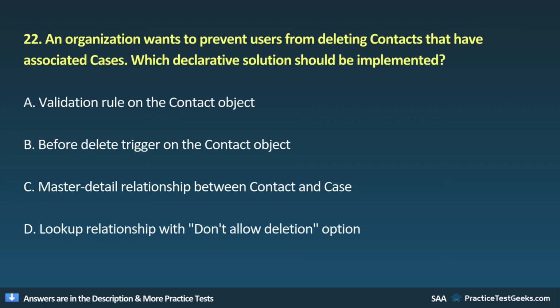22. An organization wants to prevent users from deleting contacts that have associated cases. Which declarative solution should be implemented? A. Validation rule on the contact object. B. Before delete trigger on the contact object. C. Master detail relationship between contact and case. D. Lookup relationship with don't allow deletion option.